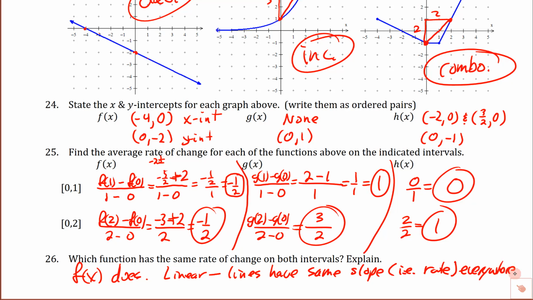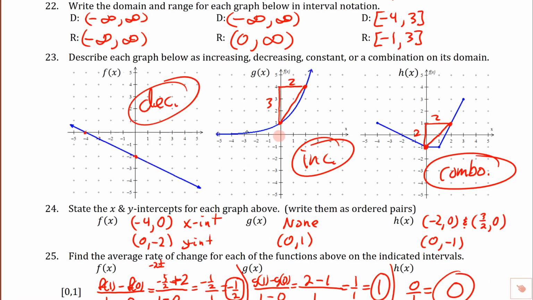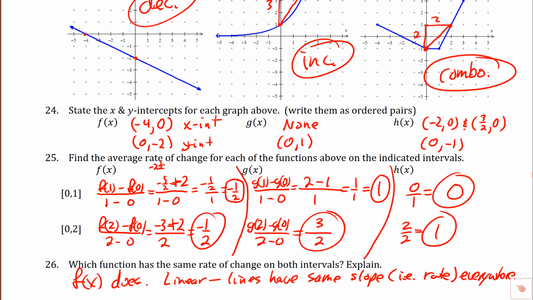Okay, so good thing to think about. We certainly didn't see that in the exponential one. That one has a different slope over here than it does right here and right there. Same thing with that piecewise function. We got different rates on different intervals. So good thing to keep in mind.